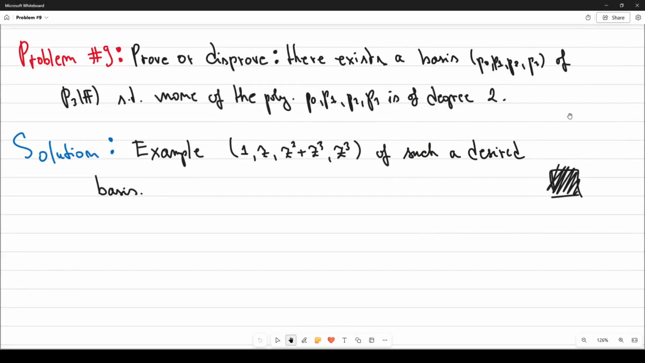Problem number 9. Prove or disprove: there exists a basis of this set, so the set of all polynomials of degree at most 3, such that none of the polynomials p0, p1, p2, p3 is of degree 2. Well, here is an example of such a basis. So the polynomials 1, z squared plus z cubed, z cubed, and z. So these vectors span this space, and they're all linearly independent. Hence, we've proven that there does exist such a basis by providing an example.